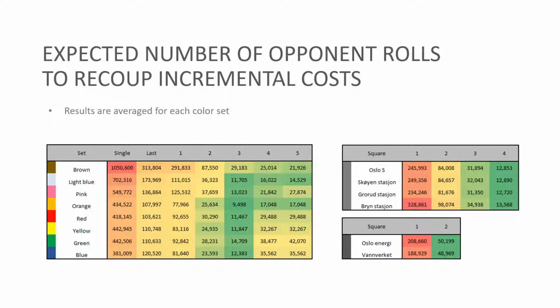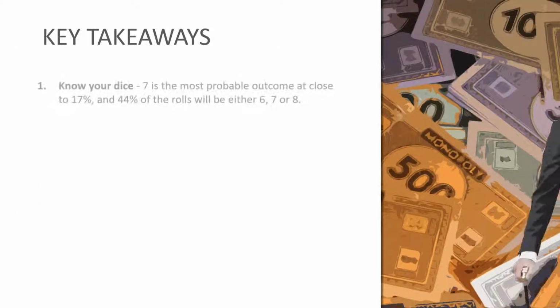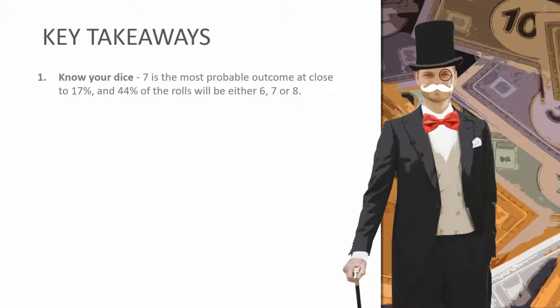So, with all of that out of the way, it's time to move on to the grand conclusion of this whole video: my key takeaways, my 5 tips for you to start winning at Monopoly. Number 1, know your dice. 7 is the most probable outcome at close to 17% probability. And 44% of the rolls will be either 6, 7, or 8.